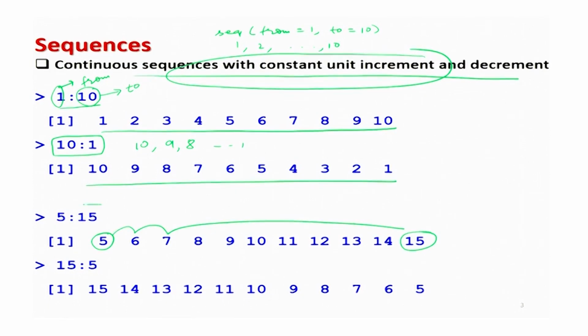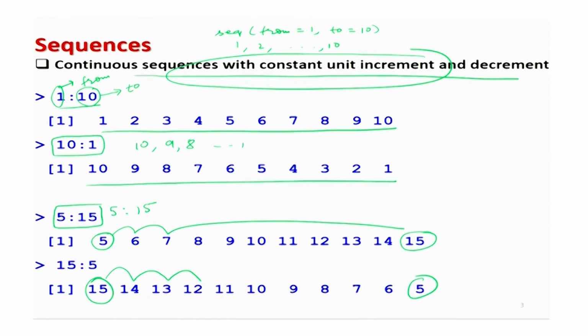So I have to write 5 colon 15, and if you want to start the sequence at 15 and end at 5, then this will be 15, 14, 13, 12, etc. That is going to be a sort of decrement, meaning you are not giving an option like by equal to -1 or -2, but once you write a value at from which is higher than the value at to, then it is going to be an automatic decrement.